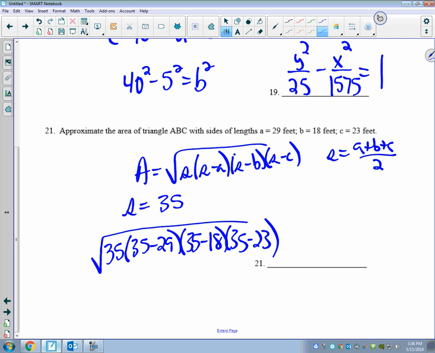And in my calculator, I got 206.98, but if I'm rounding to the nearest tenth, that would round up to 207. So I really got 206.98, but rounding to the nearest tenth, I got about 207 square feet.